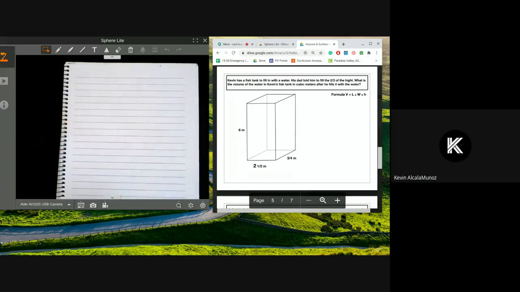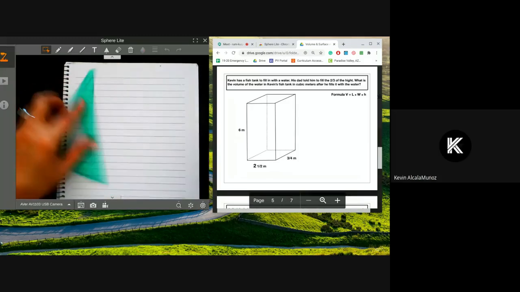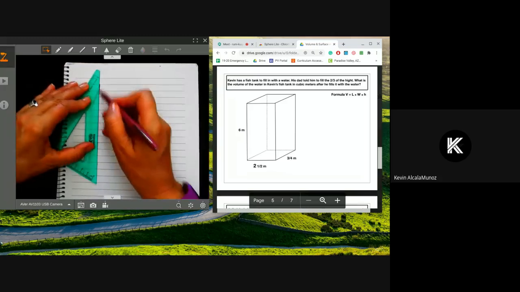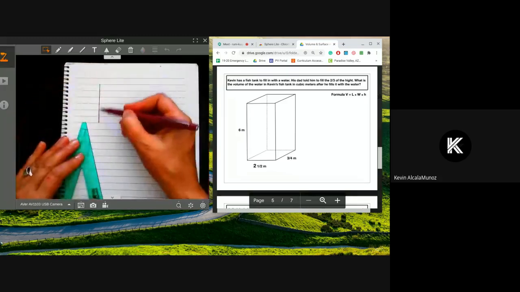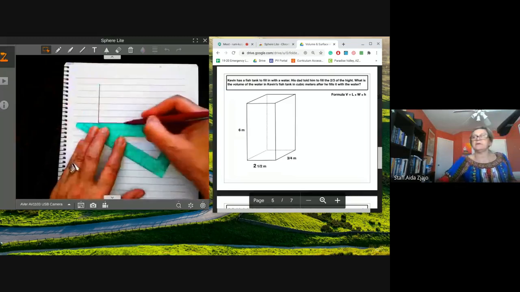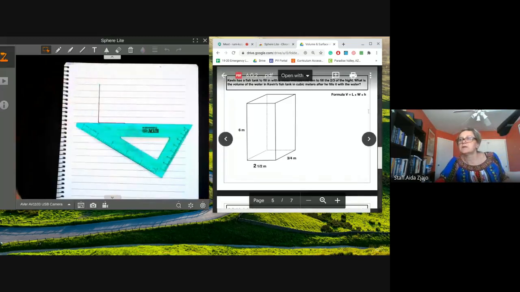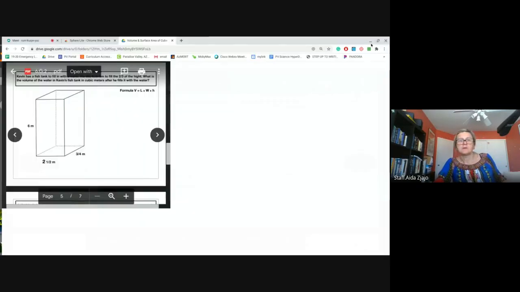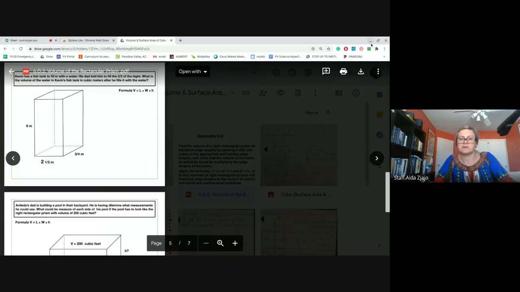Kevin has a fish tank to fill with water. I can't really read it because it's small. Okay, let's make it bigger, and then you can see it.